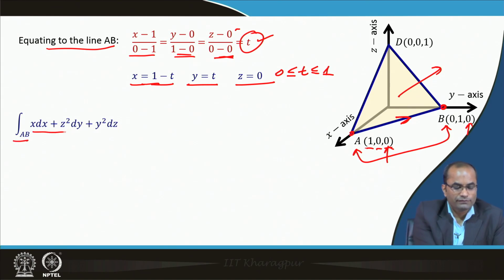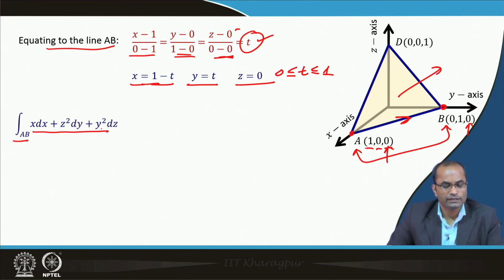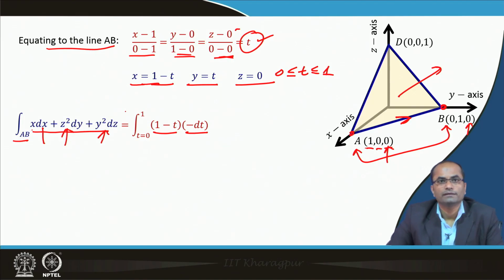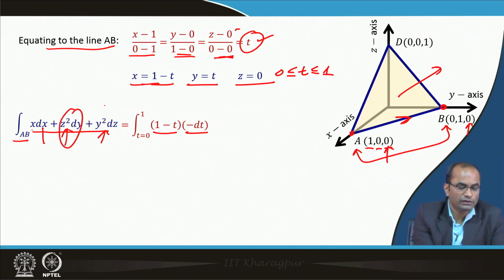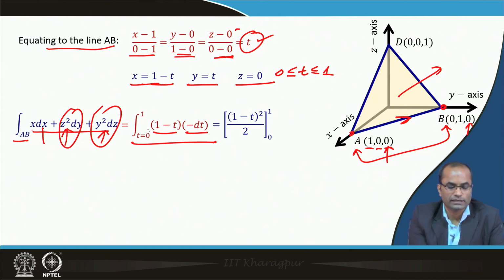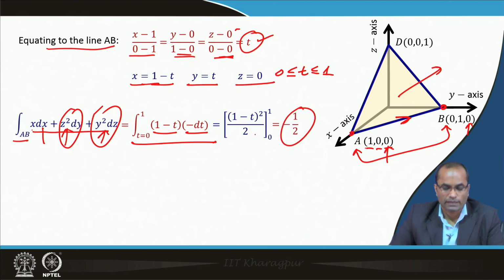So, along AB we will integrate x dx, z square dy and y square dz. We put in the parametric equations. x is 1 minus t, so dx is minus dt. Since z is 0, the second term becomes 0, and the third also, because dz is 0. Only the x dx part contributes, and integrating from 0 to 1, the value comes out as minus half.